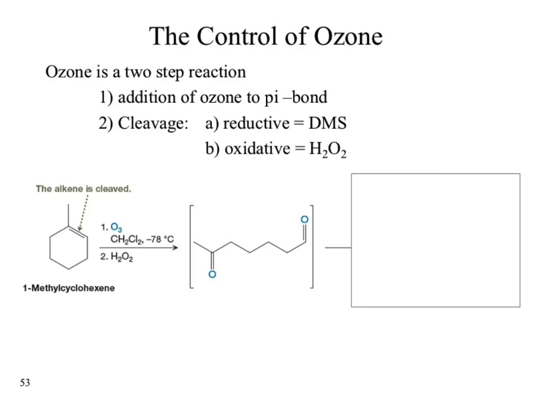Yeah. So, ozone has an extra step, and if we control that step, we can change the oxidation that we run through. Okay? So step 1, we have to add ozone through. That's the formation of our ozonide. Step 2 is the cleavage.